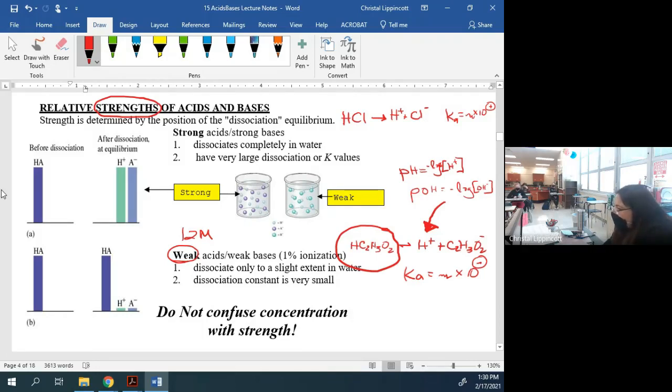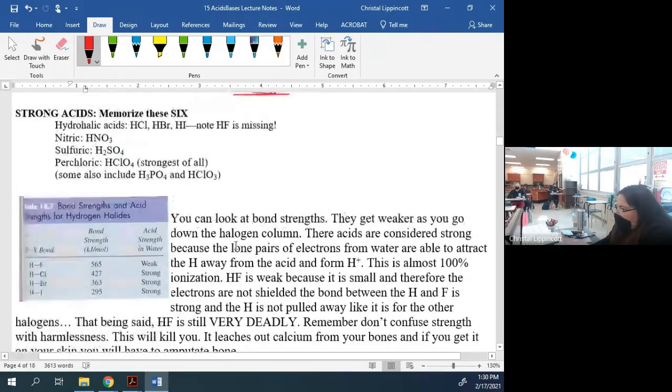But don't confuse concentration with strength. Okay? It's very easily done. All right. So in AP Chem, for the test, you need to memorize your 6 strong acids. And I told you this back last semester, but hydrochloric, hydrobromic, hydroiodic. These are 3 that you need to memorize. Now notice, what do these 3 have in common? They're all halogens. Yes, they're all halogens. HF is missing. Okay, HF is considered a weak acid.